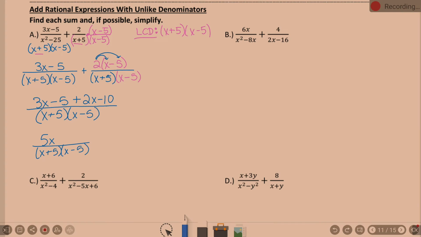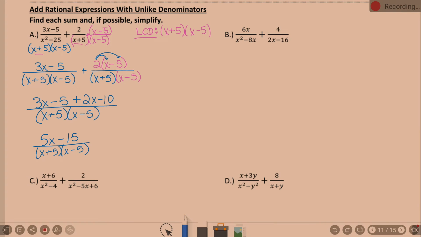Okay. I have a mistake in my notes here that I need to fix. Oh, party foul. So minus 5 minus 10 is going to be minus 15.